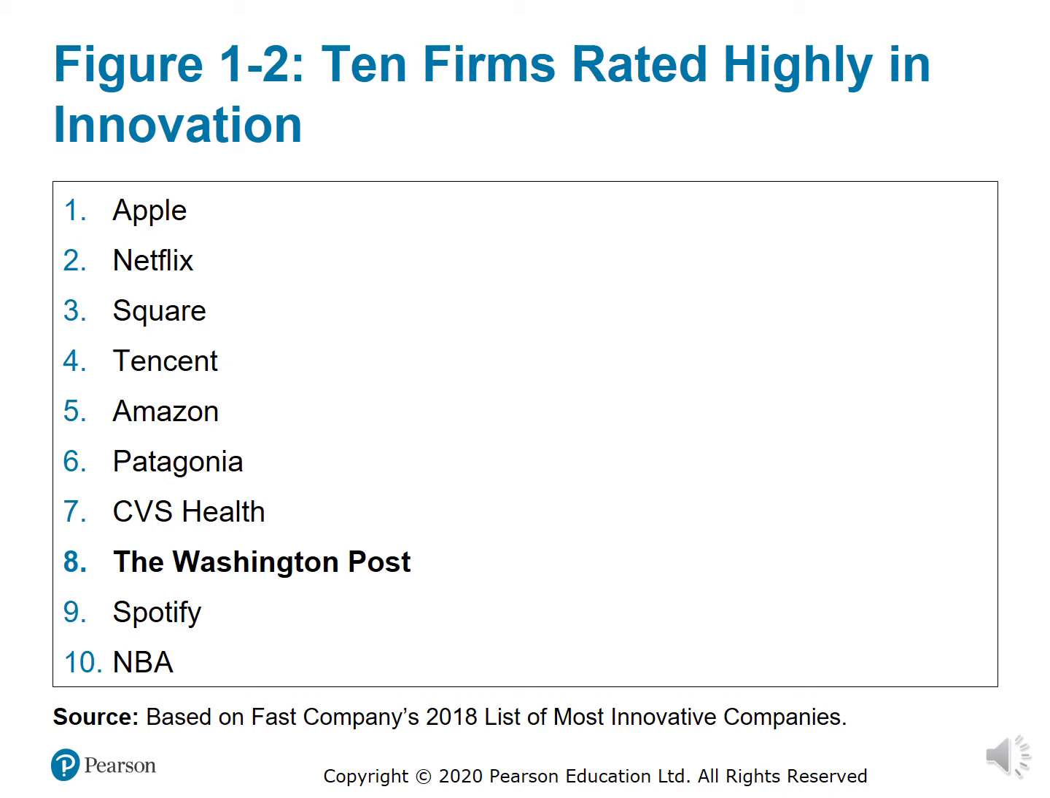And Tencent is a Chinese site. Amazon, Patagonia, and CVS healthcare retail outlet, Washington Post, Spotify, and NBA is the National Basketball Association. 10 firms rated highly in innovation, based on Fast Company's 2018 list of most innovative companies.